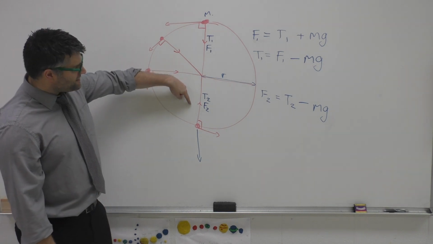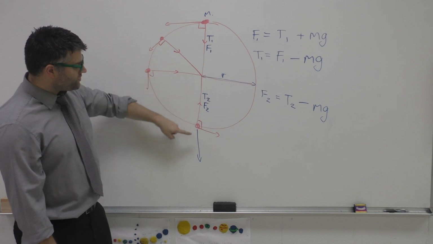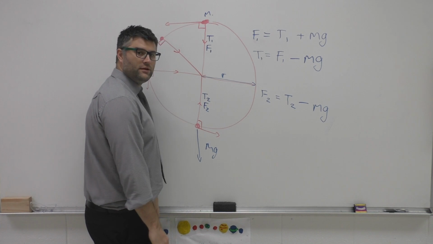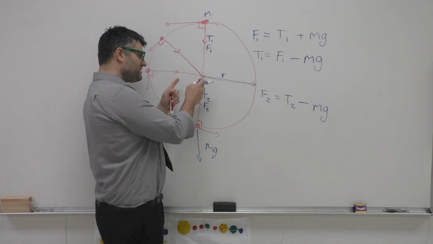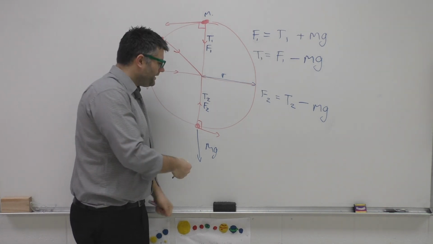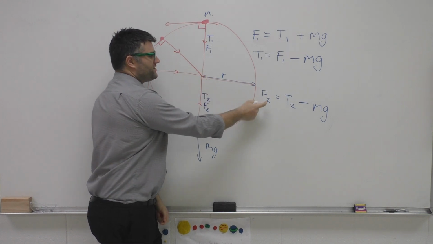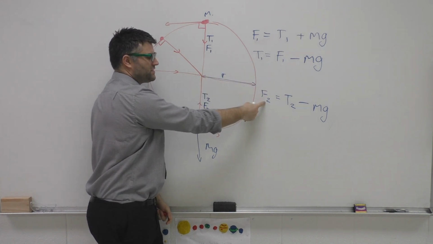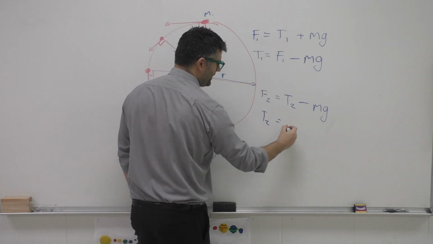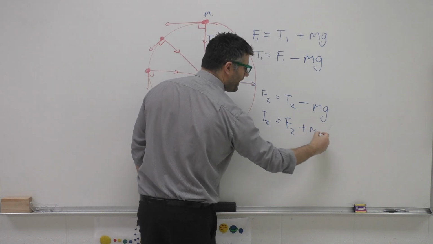Because effectively, the tension in this string has got to counteract the weight due to gravity, because that weight is acting against the centripetal force. So we need to pull up harder in order to make sure that it has enough force to have the same F in both circumstances. So in this case, T2 is going to be the centripetal force plus mg.